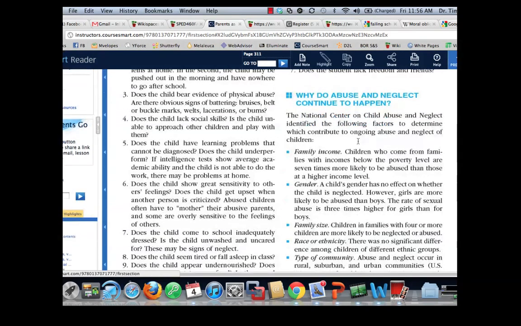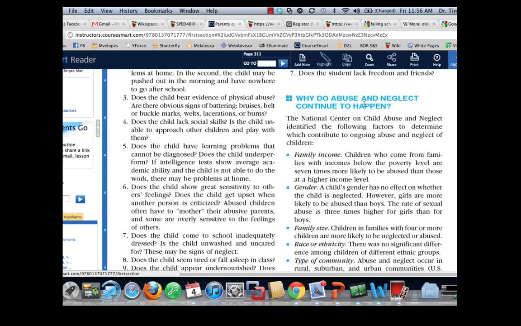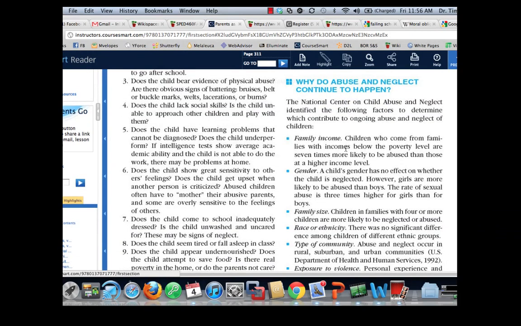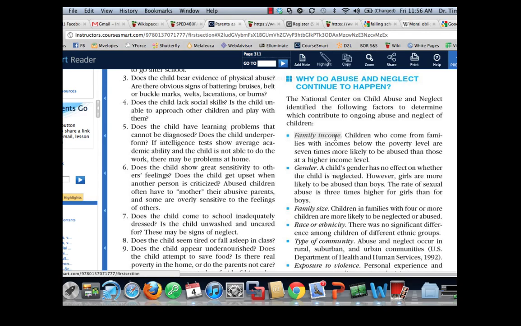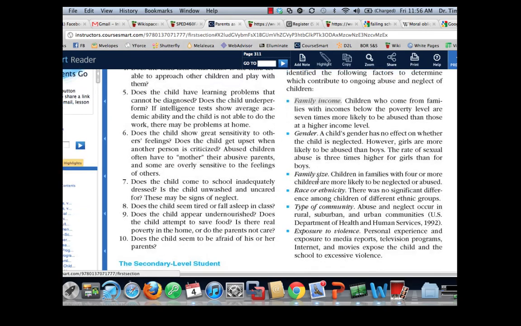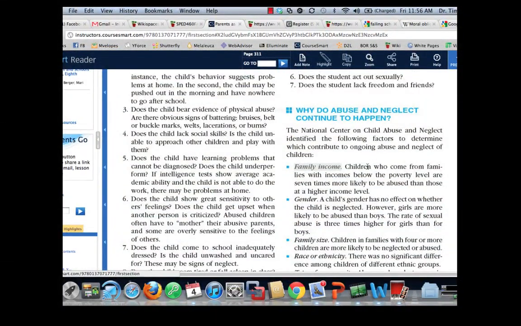Now here are those 6 things I want you to talk about. Why do abuse and neglect happen? Family income is the first one. And here's 6 of them, 2, 3, 4, 5, 6. Family income is interesting. Children from families with incomes below the poverty level are 7 times more likely to be abused than those at higher income levels.